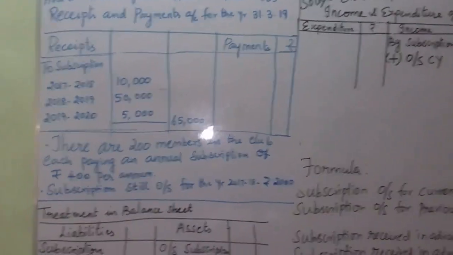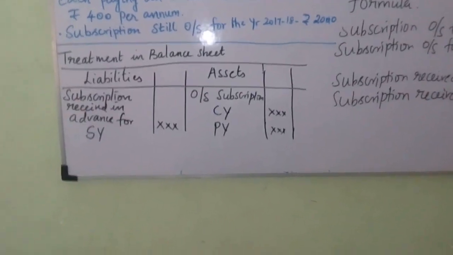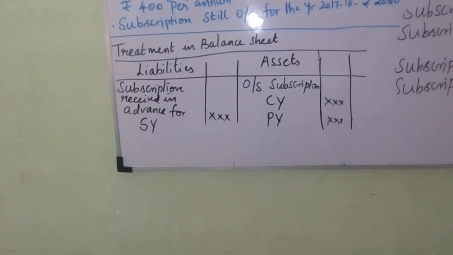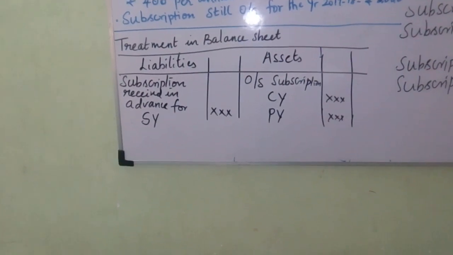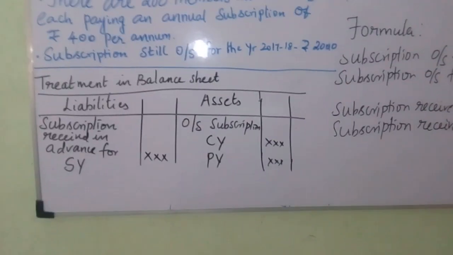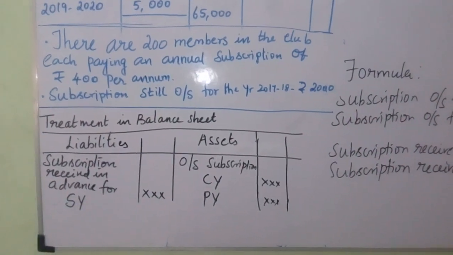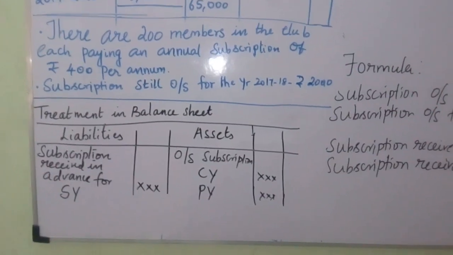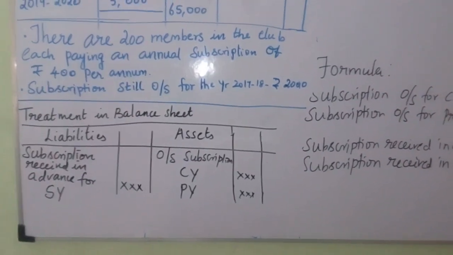See, this is the format for the treatment of subscription in the balance sheet. How it will appear in the balance sheet: on the asset side, outstanding subscription for the current year and the previous year will appear. Whereas subscription received in advance for the subsequent year, SY being the subsequent year, will appear on the liability side. This is how we have to treat the subscription in the balance sheet. Already we know how to deal with the income and expenditure account regarding the subscription. Now let us do the sum.